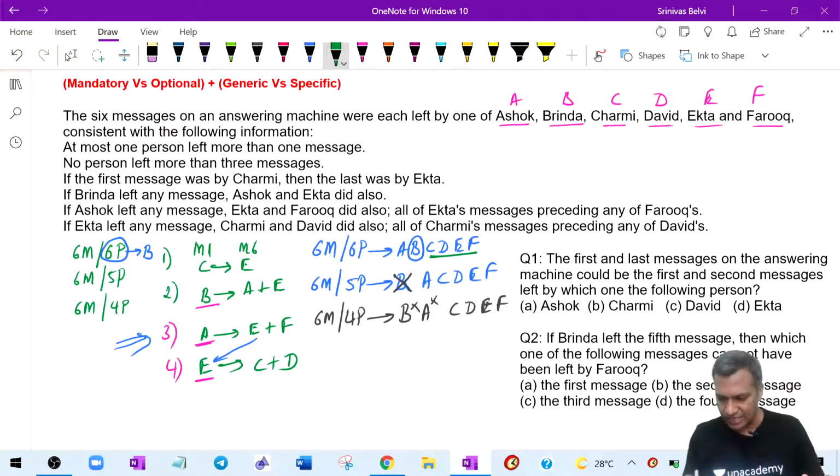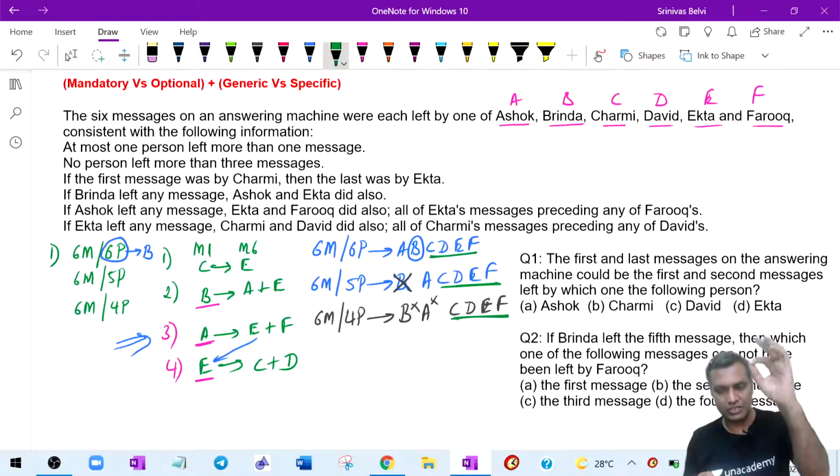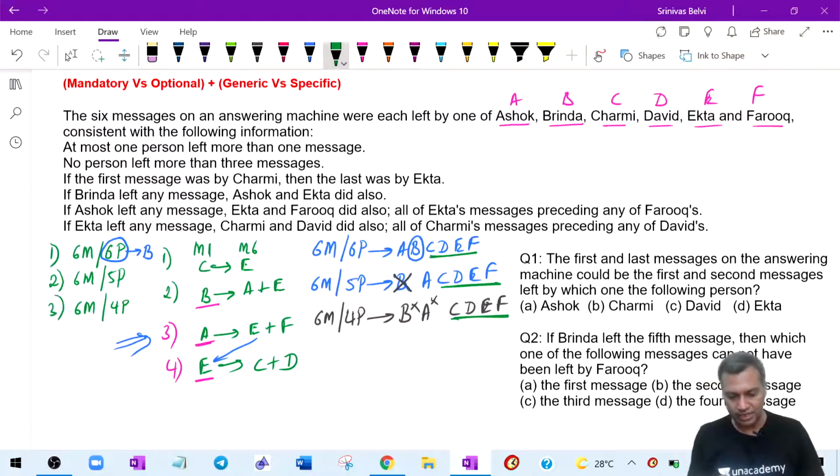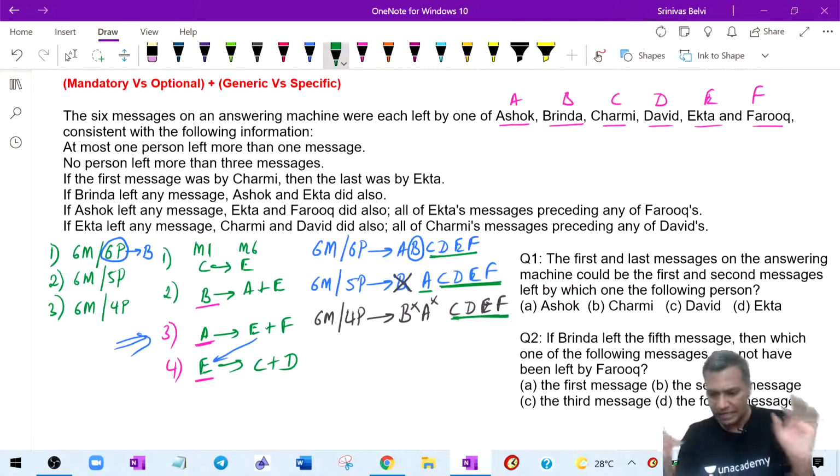CDEF is there in the first case. CDEF is there in the second case. CDEF is there in the third case, because we said there are three cases. In the first case, six messages are sent by six people. Second case, six messages are sent by five people. Third case, six messages are sent by four people. The point is, who are these four people? These four people are nothing but CDEF. Which are the five people? CDEF along with A, that becomes the five people. Who are the six people? Anyway, we know A, B, C, D, E, F. That is the point there.